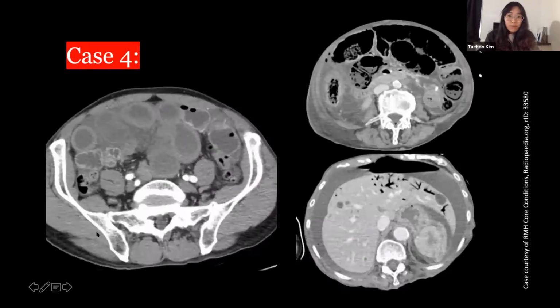Another case. So this, I'll give you the answer. These are all small bowel loops, dilated, and you have the thickened wall. You see that?